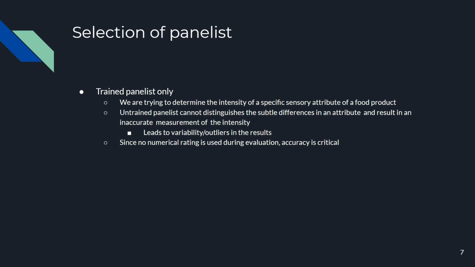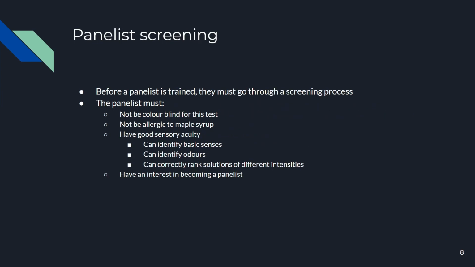So this is why we're going to use trained panelists, because they're more experienced in noticing these small differences. Before a panelist is trained, they first must go through a screening process. In the screening process, the person must not be colorblind, have no maple syrup allergies, and have a good sensory acuity overall. So this means they can identify the basic senses, odors, and can rank solutions of varying intensities correctly.